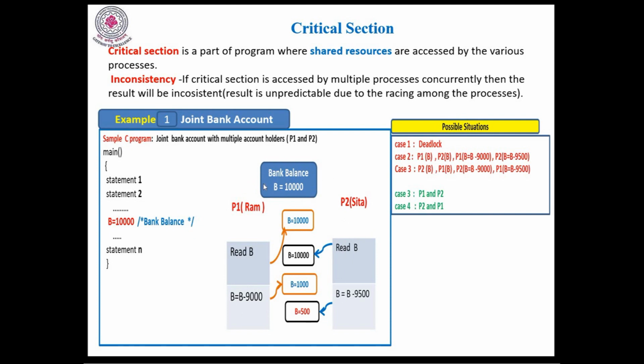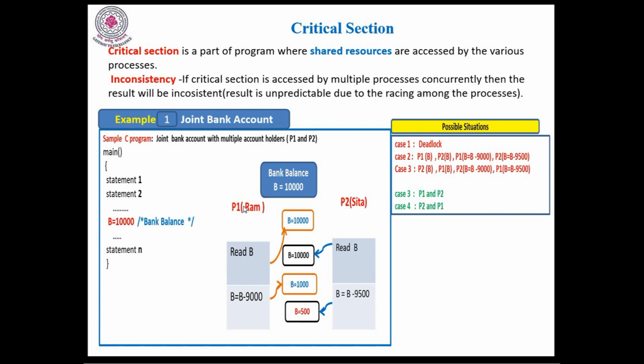Here is a common variable I have taken, that is B, a bank balance for the two different account holders. This is a joint bank account. The account holders are P1 and P2. Let us say the P1 segment of code is: read B, and B is equal to B minus 9000. This is the segment of P1. For the P2 segment of code, let us look here: read B, B is equal to B minus 9500. This is the P2 segment and this is the P1 segment.